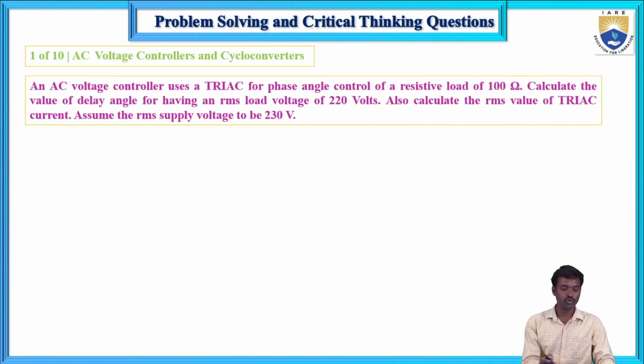In the first question, an AC voltage controller uses a triac. Triac means this is the triac symbol, with MT1, MT2 and gate, a bidirectional device, used for phase angle control of a resistive load of 100 ohms. Calculate the value of the delay angle for having an RMS load voltage of 220 volts, and also calculate the RMS value of the triac current. Assume the RMS supply voltage to be 230 volts.